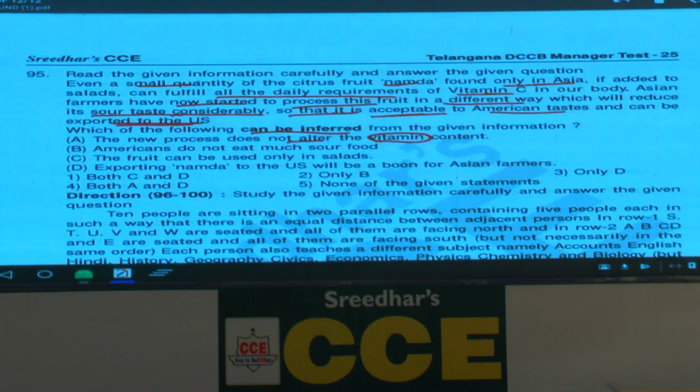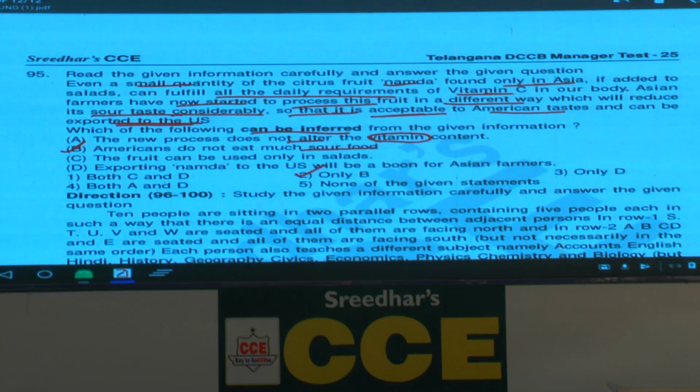Then what about B here? Americans do not eat much sour food. Can you definitely conclude about this one or not? And this is the very basic reason why these farmers are decreasing the sour content of this fruit. Hence B can definitely be inferred. Then what about C here? B is there. Now there is no other choice along with B. Then what is your answer? Only B is the answer.